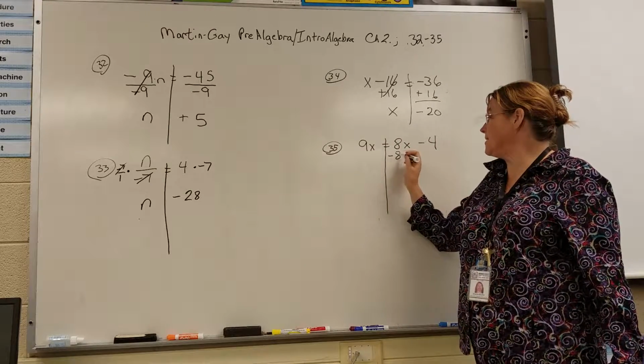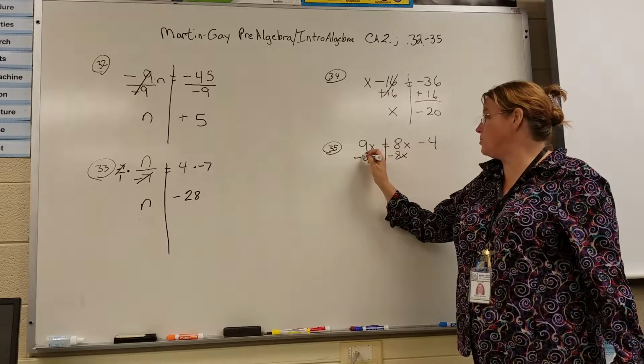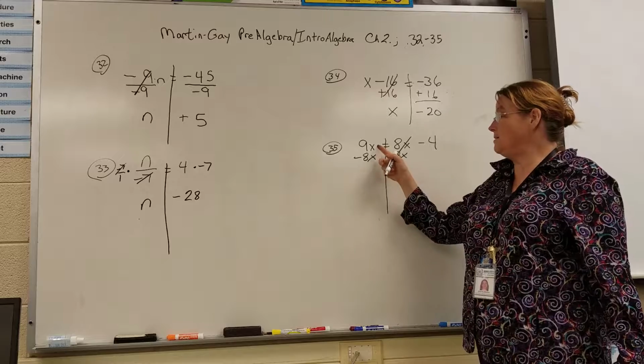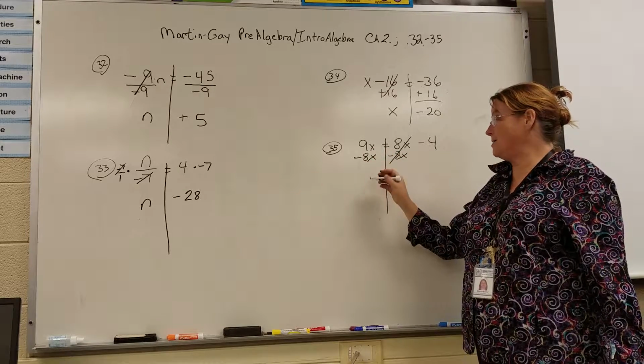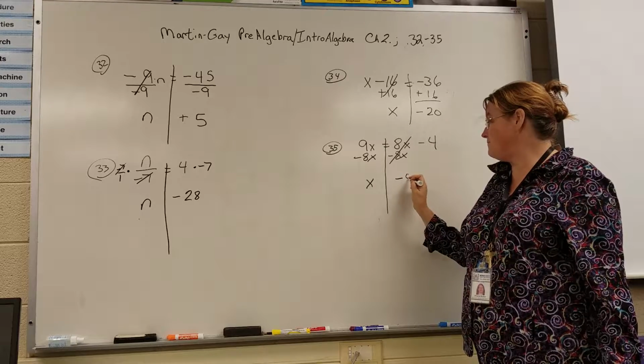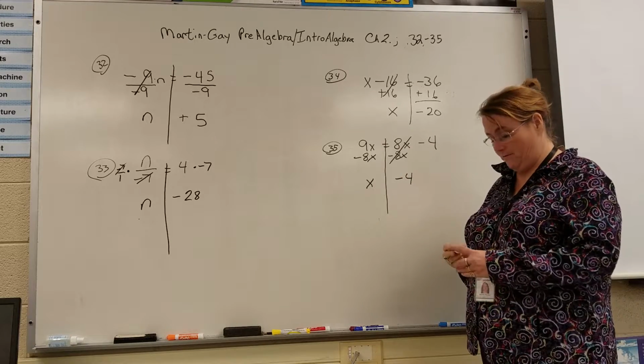So we're going to minus 8x from this side, and whatever we do to one side, we do to the other. That cancels it. 9 dogs or 9x take away 8x, leaves me 1x, which is just x, and I have left over here negative 4. So I get x is negative 4.